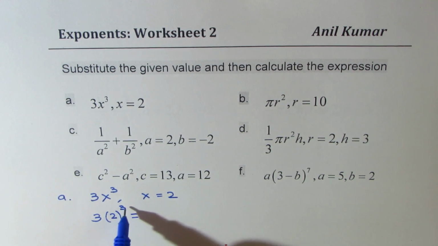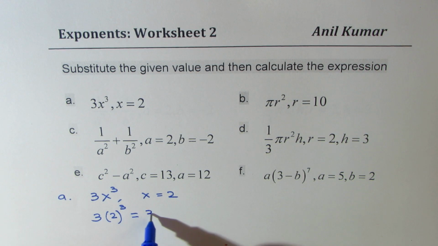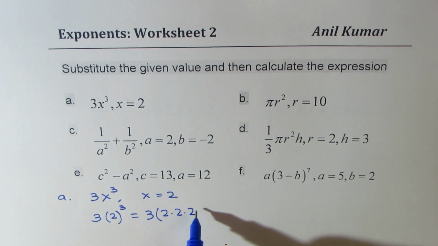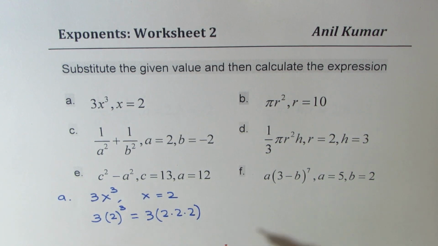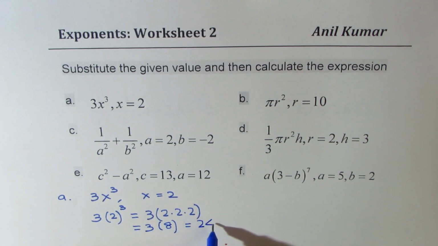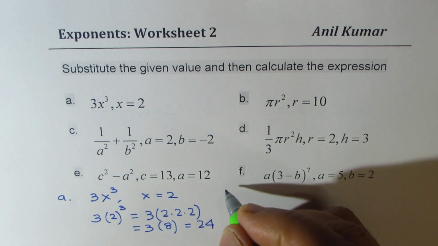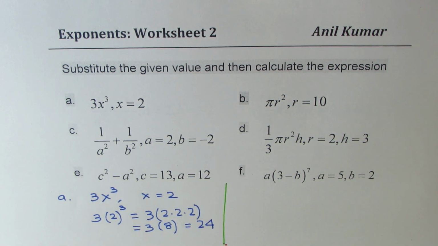So 2 cubed is what? 2 times 2 times 2, which is 8. So you could write 3 times 2 times 2 times 2, which is 8, right? So what you get here is 3 times 8, which is 24. So that is your answer. Okay? That is how you have to solve all these questions. I'd prefer if you show all these steps.